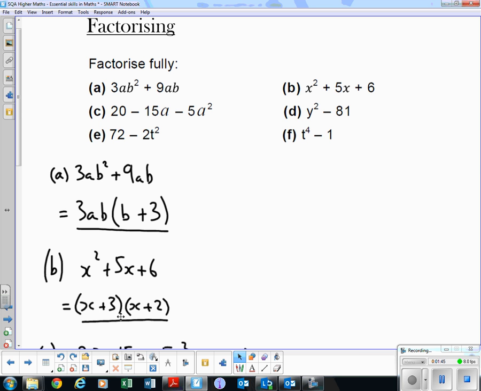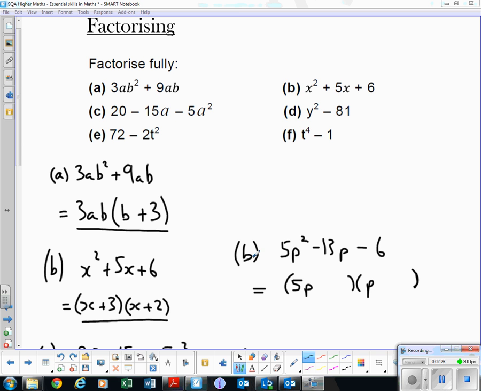Okay, so this 5x comes from the outside and inside terms multiplying out. So we've got 3x here, 3 times x, and x times 2. Do they add together to make 5x? Yes, they do. So we've got it correct. If we add the 6 and the 1 in here, we could get 6x and x, which we could also make 5x. However, it would have to be a negative 1, and when we multiply the negative 1 by the 6, we wouldn't get positive 6. So in this case, it is x plus 3, x plus 2.